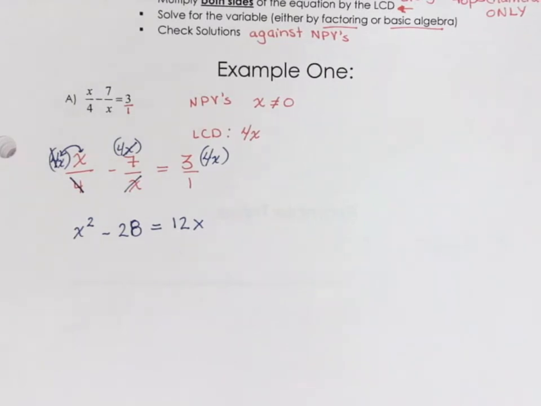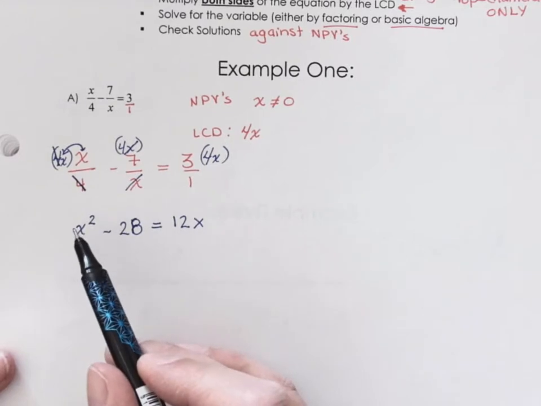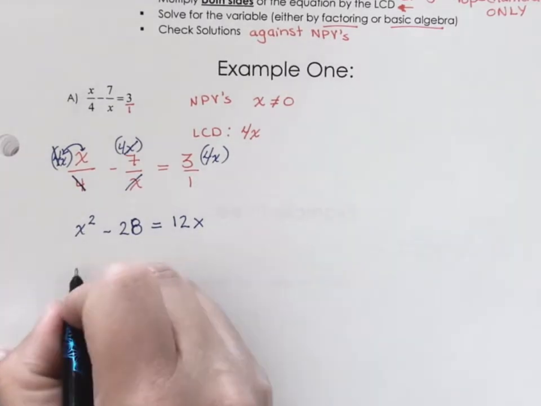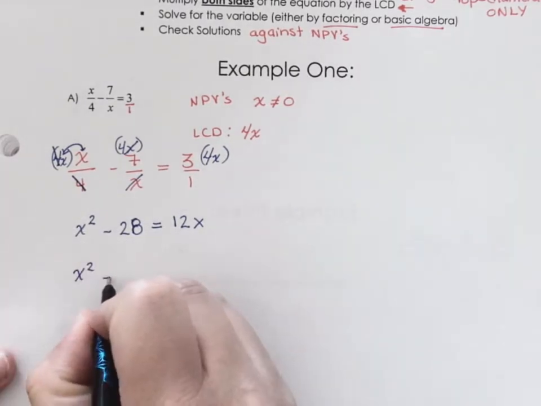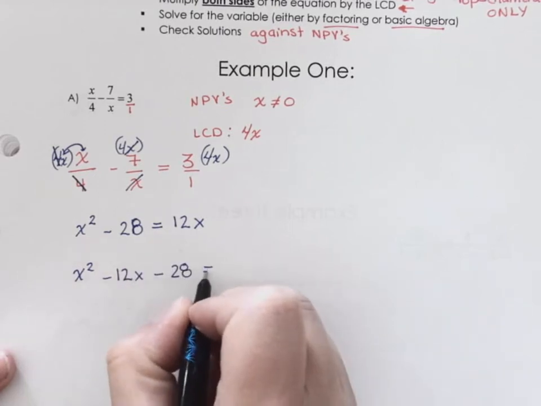Okay, what do I do with this? It's got an x squared in it. So am I going to do simple algebra or am I going to do factoring? Factoring, because the x squared tells me I have to do factoring. So I'm going to bring everything to the left-hand side. So I've got x squared minus 12x minus 28 equals 0.